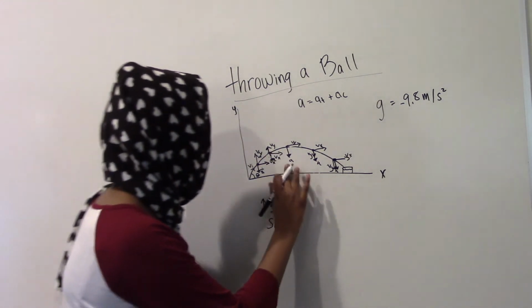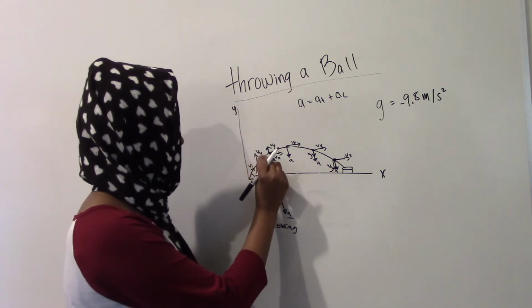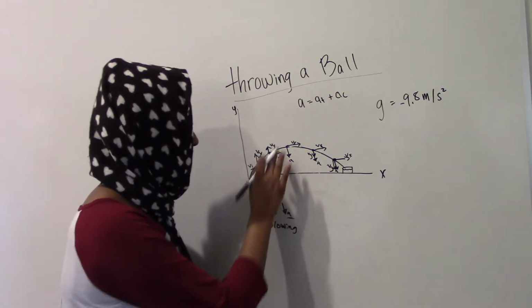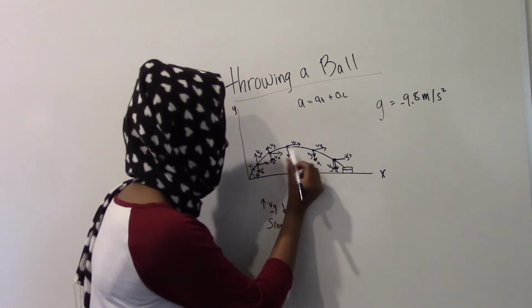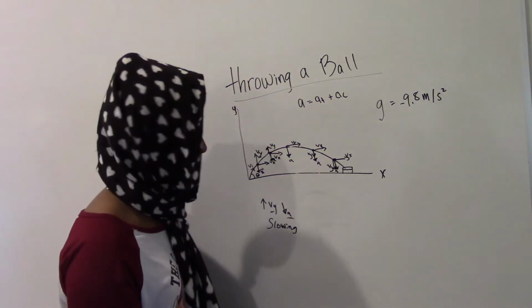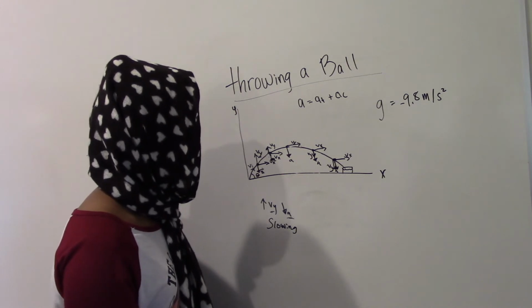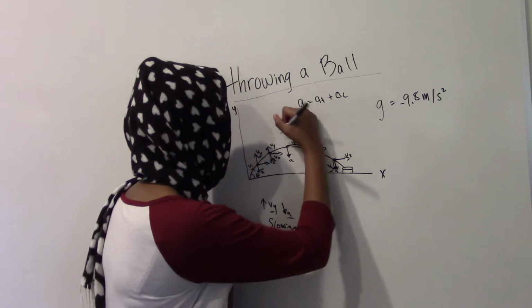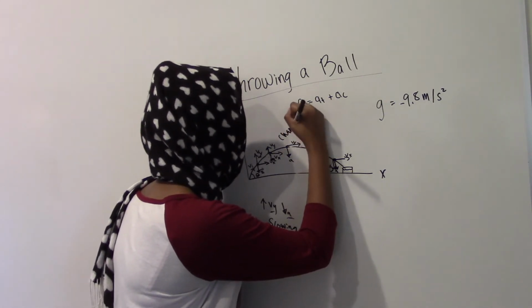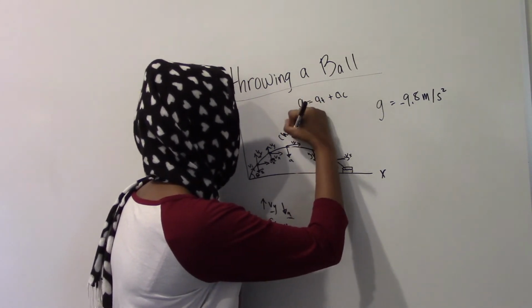So let's talk about what's happening here. It's going slow, slow, because they're in opposing directions. And then here we have no more Vy. So the only thing we have here is the Vx and the acceleration pulling it down. So the only thing it can do is change direction. So here at this point it's changing direction.